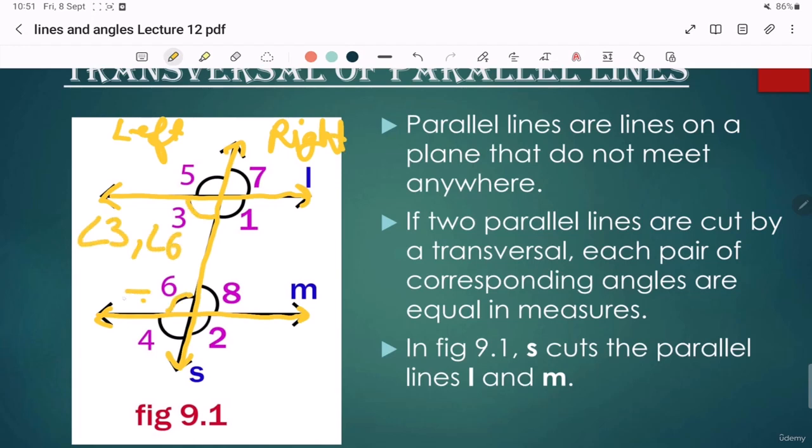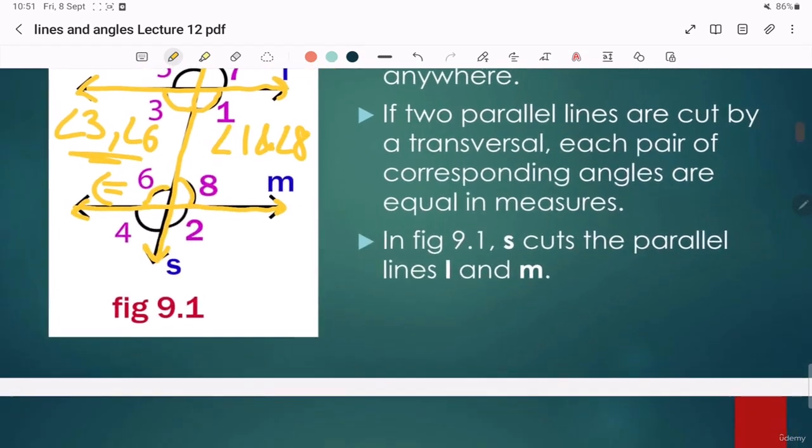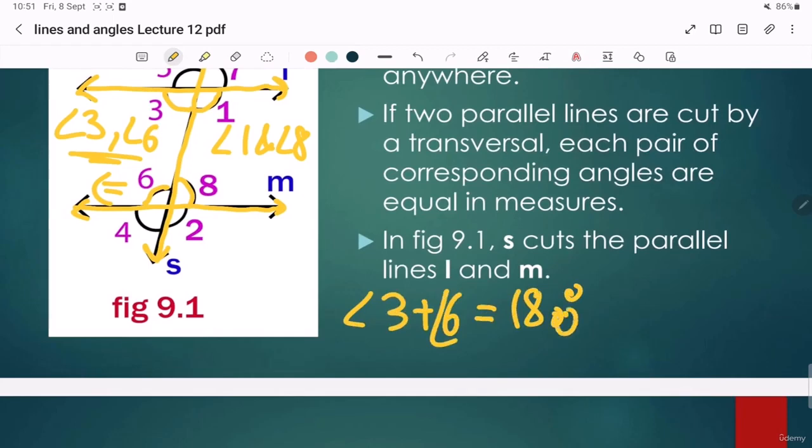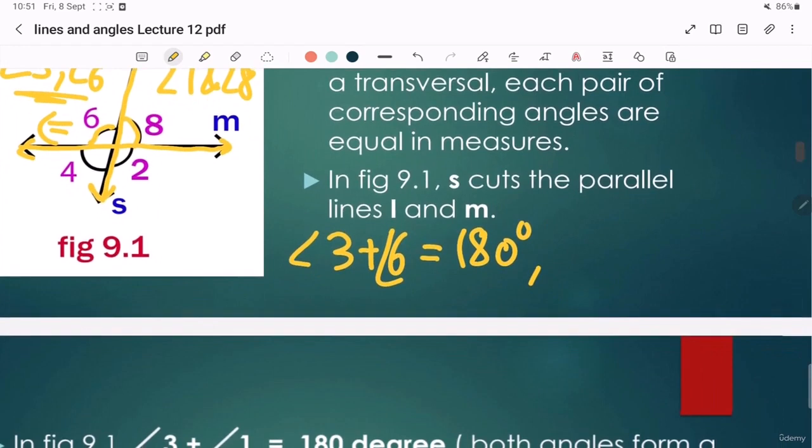They are on the same side of the transversal, they are on the left side of the transversal. Angle 1 and 8 are also interior angles and they are on the right side of the transversal, angle 1 and angle 8. Then the sum of these interior angles, that is angle 3 plus angle 6, is equal to 180 degrees. And angle 1 plus angle 8 is also 180 degrees.